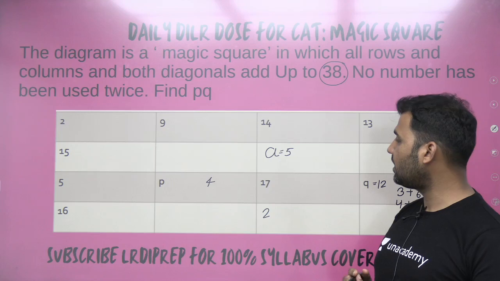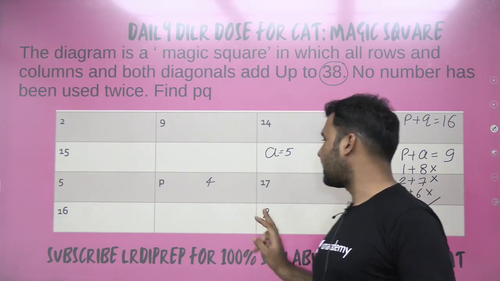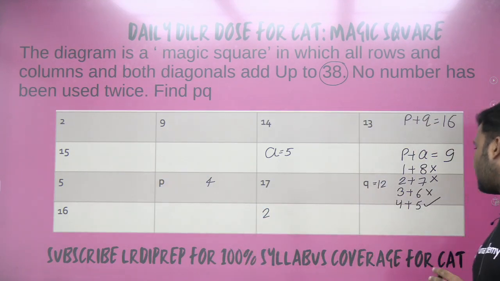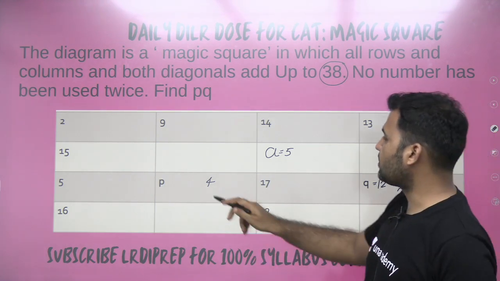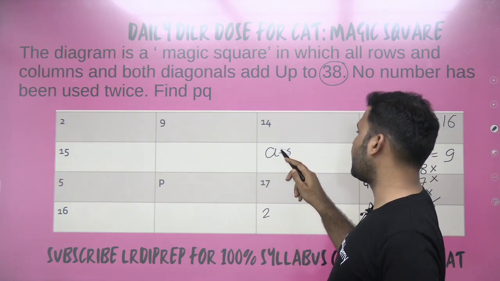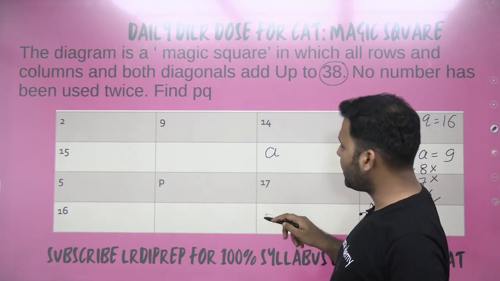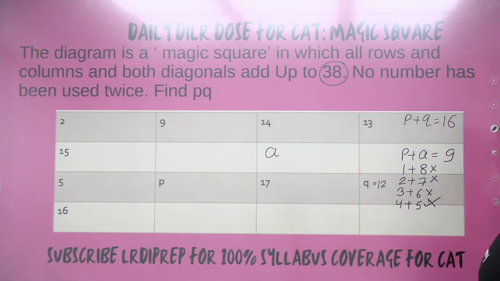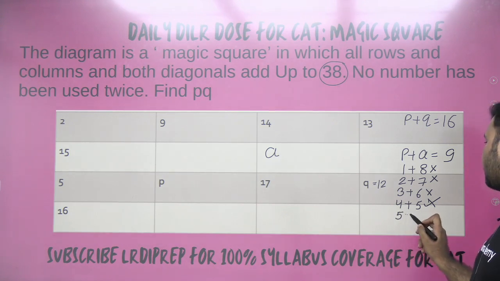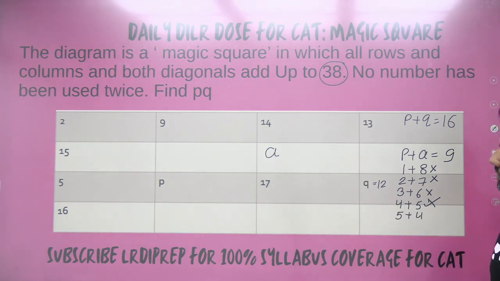Now what is the problem here? 2 is being used twice. 2 cannot be used twice. So therefore this option is also eliminated. 4 and 5 are not the options that you can use. P cannot be 4 and A cannot be 5, because in that case you'll have to put 2 here to meet the condition that the summation should be 38, and 2 will be used twice then. So this case will not work. Then the next possibility is that if you take P as 5, in that case A will be 4.